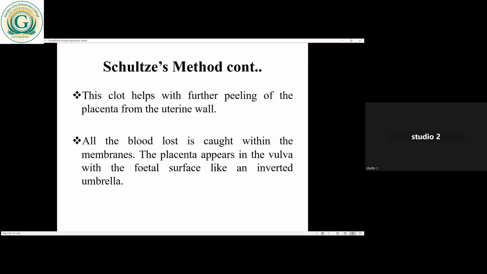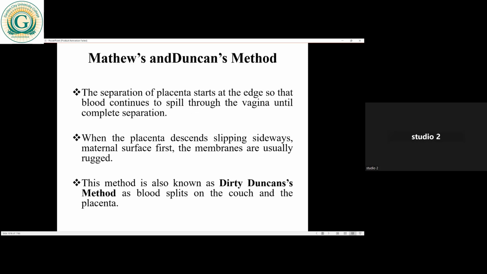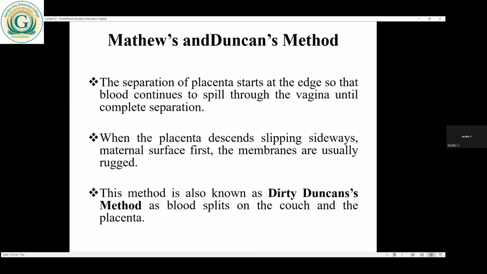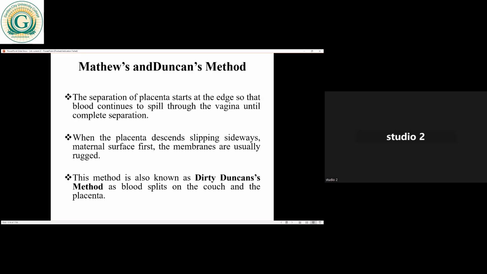The placenta appears at the vulva with the fetal surface first. So you see the cord with the fetal surface with the blood vessels there, and the mother bleeds into the placenta. Then we have another method of separation of the placenta. We call it the Matthews Duncan method. In the Matthews Duncan method, the separation of the placenta starts at the edges, like a raised umbrella. You see the way the umbrella is, that's how it separates.